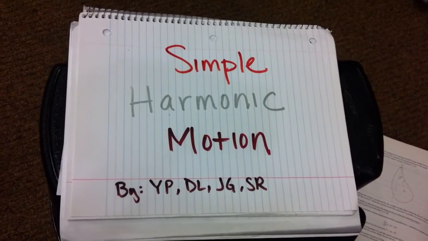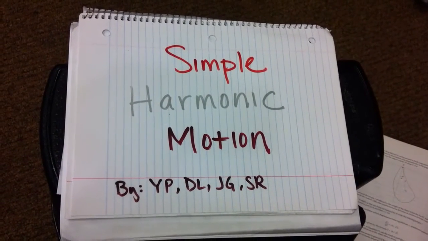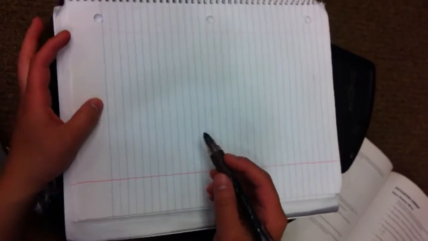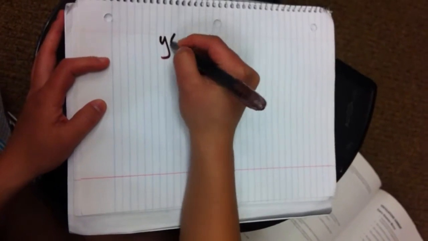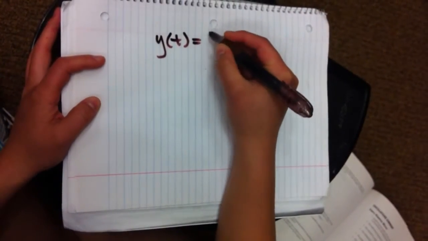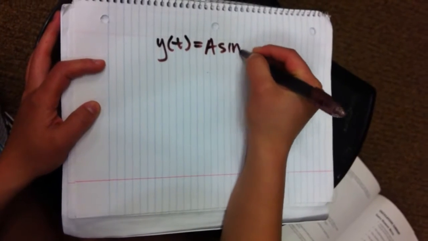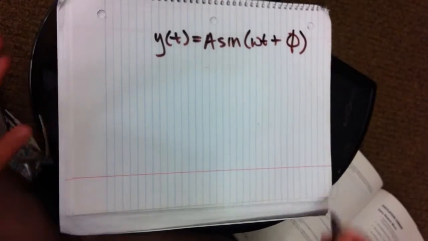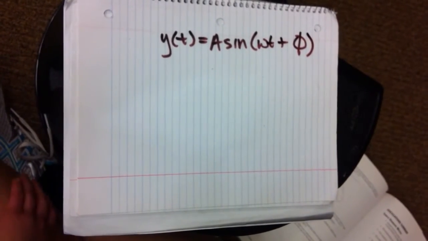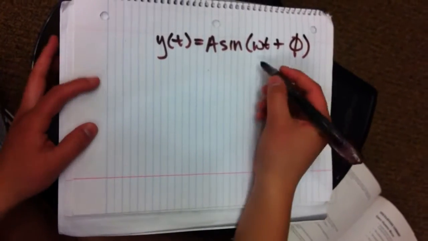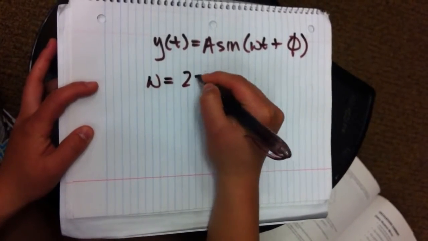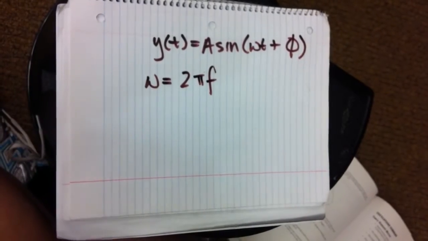So, simple harmonic motion occurs when there's a restoring force on an object that's proportional to the displacement from the equilibrium. This is the equation for an object undergoing simple harmonic motion: y of t equals A sine of omega t plus phi. Once you have that, you're pretty much set. And then to solve for omega, you have omega equals 2 pi f.